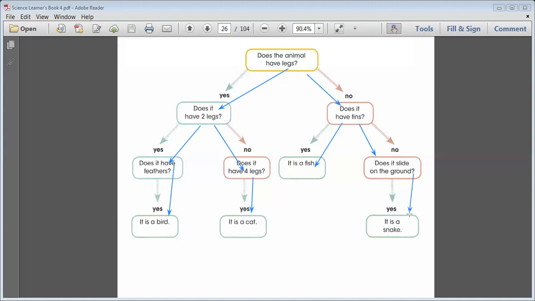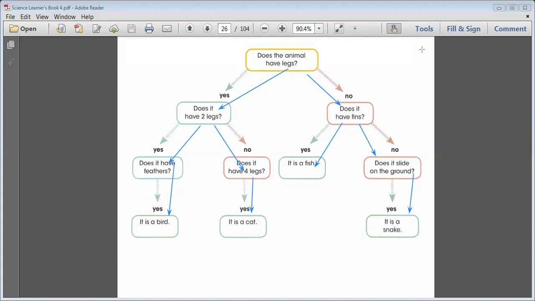Like, boys, two-legged animals are birds. You can say parrot, chicken, duck, and many other animals. And four-legged animals like cat, already mentioned here, dog, and tiger, and many other animals. Here is a snake, okay, and fish have a feather.